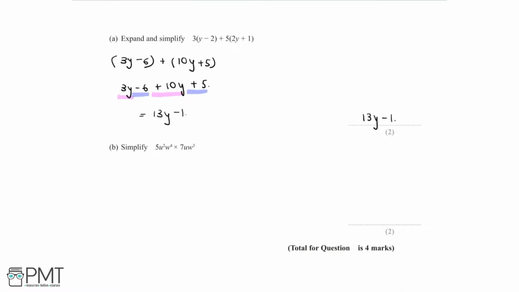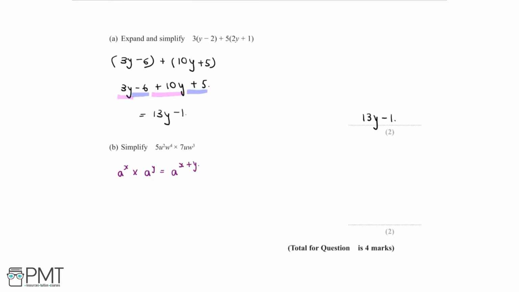Now in part B, we need to simplify 5u squared w to the power of 4 multiplied by 7u w cubed. Now an important index rule to know about is that a to the power of x multiplied by a to the power of y is the same as a to the power of x plus y. And so we can use this rule in our question. And so let's look at each term separately.